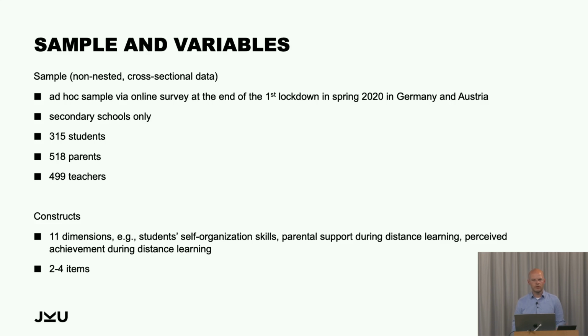The first group is students. We have about 300 students and 500 parents and 500 teachers. We did use questionnaires for all respondent groups that were formulated in the same way to assess 11 different dimensions that are deemed relevant for students' learning during distance education. For instance, we asked for perceived self-organization skills of the students, perceived parental support during distance learning, and perceived students' achievements during distance learning. We used for each of the dimensions 2 to 4 items.